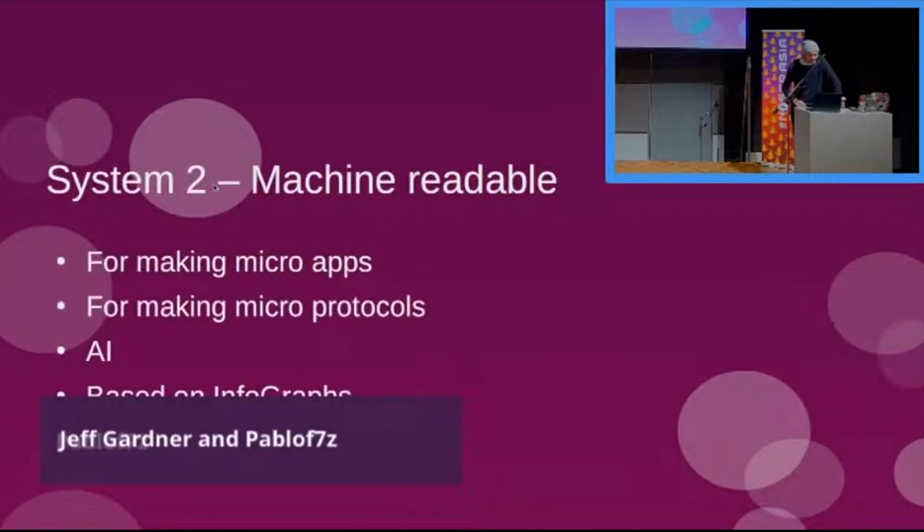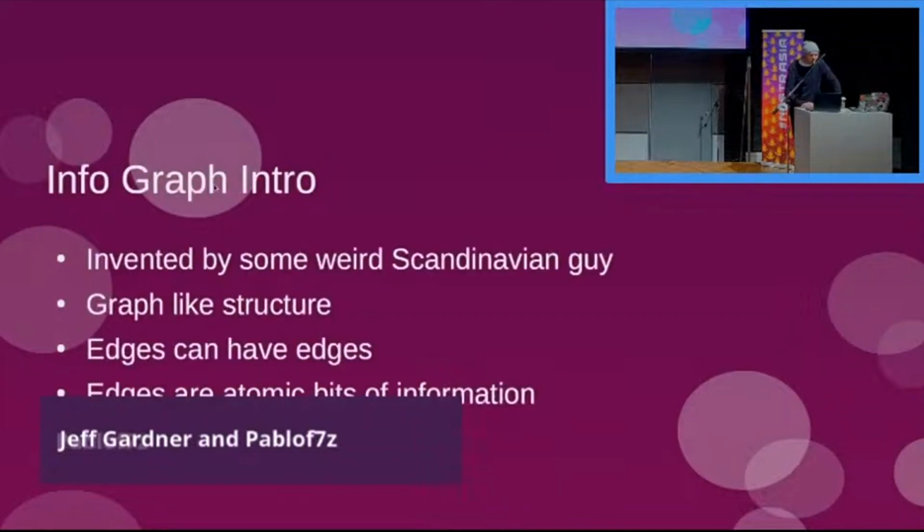more machine-readable. So this is where it gets a little bit more complex. And this is for making micro apps, and it's also for making micro protocols, and it's for paving the way for more advanced AI stuff. And it is based on infographs, because infographs was basically made for this kind of project. So a short intro to the infograph. It was invented by some weird Scandinavian guy. It's a graph-like structure where edges can have edges, and each edge is an atomic bit of information.